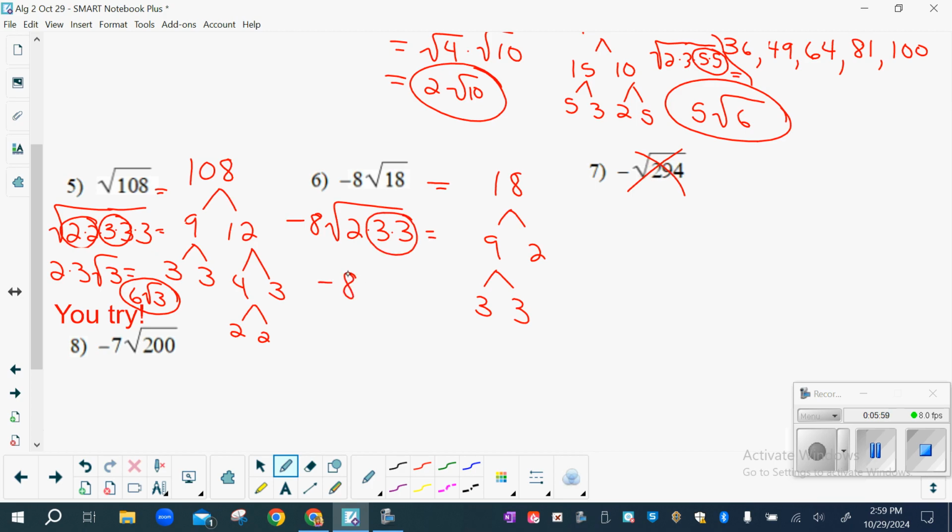So negative 8 times, what do we do on the outside? Multiply by 3. That's right, times 3. Keep the 2 in there, it doesn't have a twin, so it's negative 24 square root 2. So I want you to do number 8 on your own.